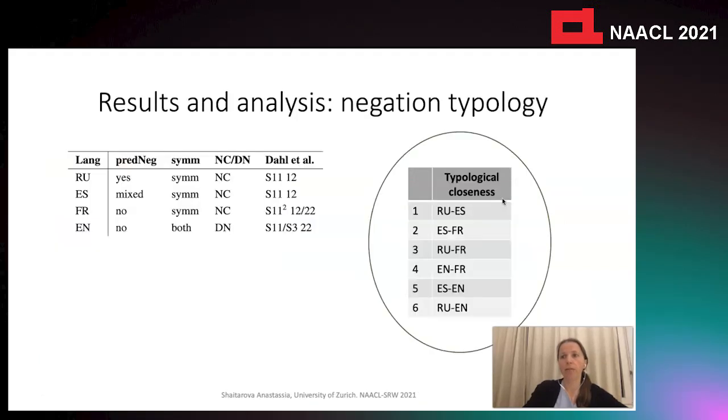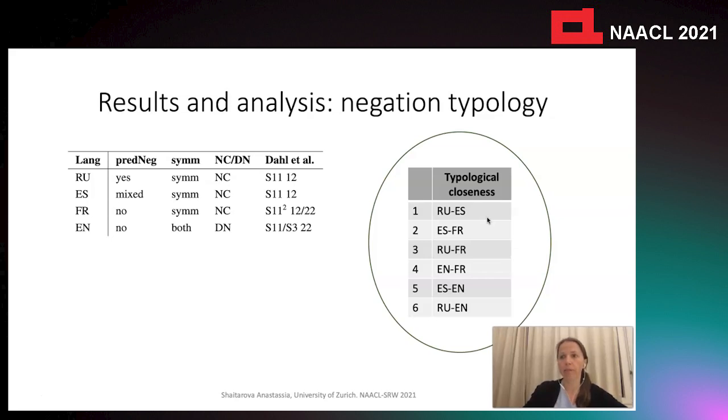So based on our 4 features, we calculate a typological similarity between the languages. We see that Russian is closest to Spanish. In fact, they are the closest languages in our typology. They share 3 out of 4 features fully and 1 feature partially.